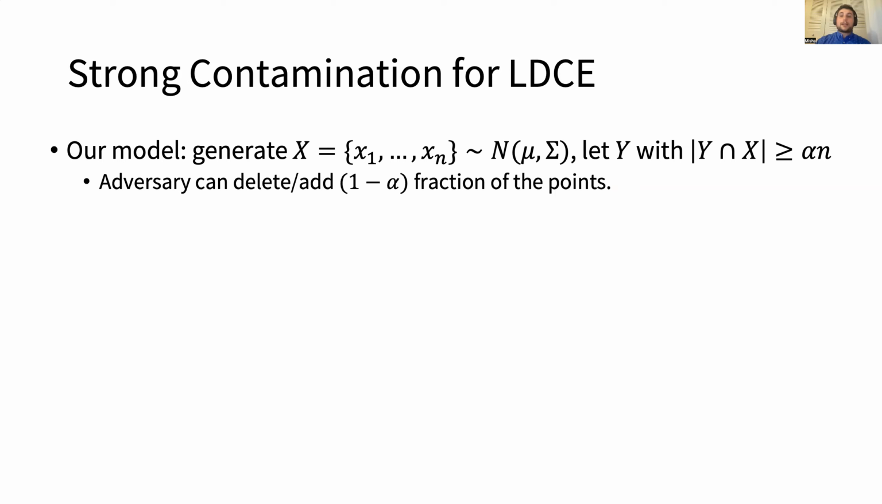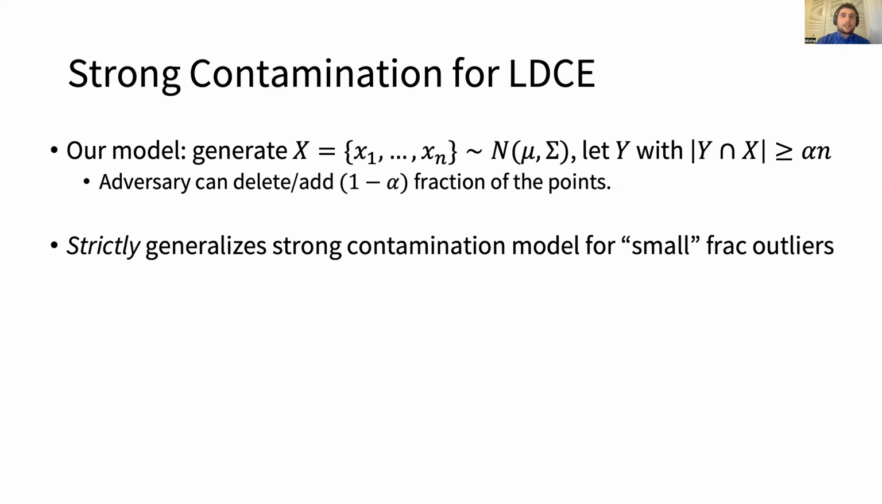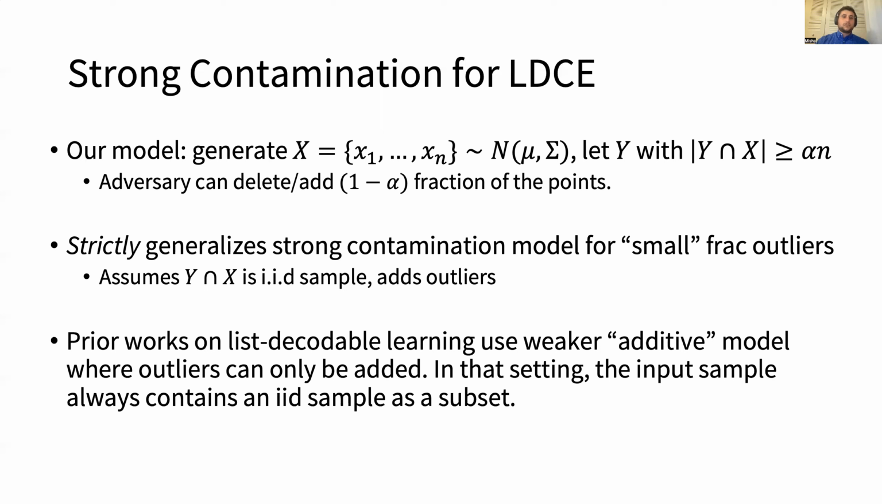We don't get control over what the adversary does, and it strictly generalizes the strong contamination model for a small fraction of outliers that was in other papers. In particular, those papers assume that y intersect x is actually an IID sample, and then you're only allowed to add outliers. Well, we allow deletions as well. And as mentioned before, prior works use this weaker additive model, and we, as part of our algorithm, end up having to use a stronger model here.